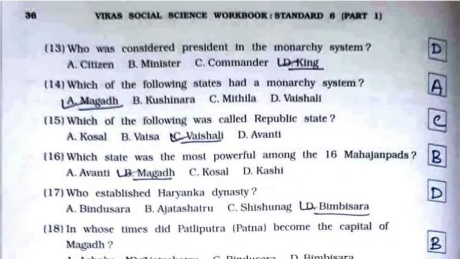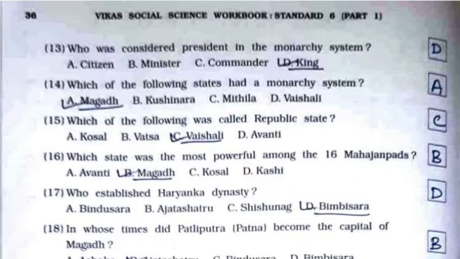13th, who was considered president in the monarchy system? It's option number D, king. 14th, which of the following states had a monarchy system? It's option number A, Magad. 15th, which of the following was called republic state? It's option number C, Vaishali.